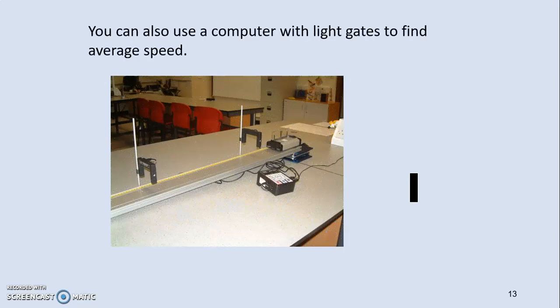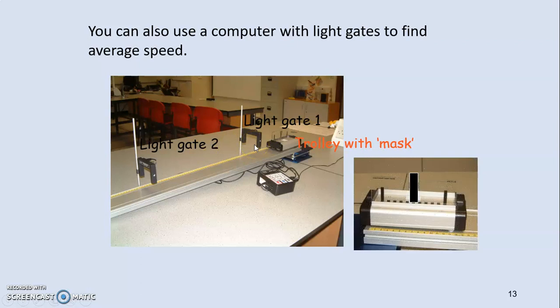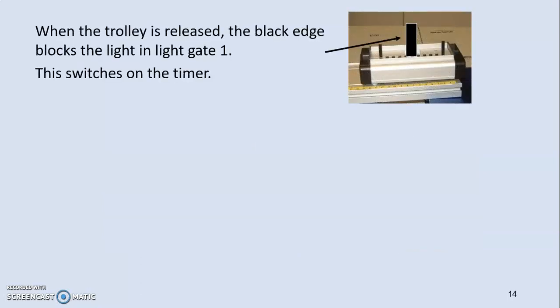If we wanted to do this more precisely, we could use a computer with light gates to find the average speed. So in this situation, as the trolley passes through light gate 1, it will start the electronic timer, and as it passes through light gate 2, it will stop the electronic timer. You will then have the time it takes for the trolley to go between light gate 1 and light gate 2. So if we measure this distance, we can then work out the speed in the same way as before, using distance divided by time.